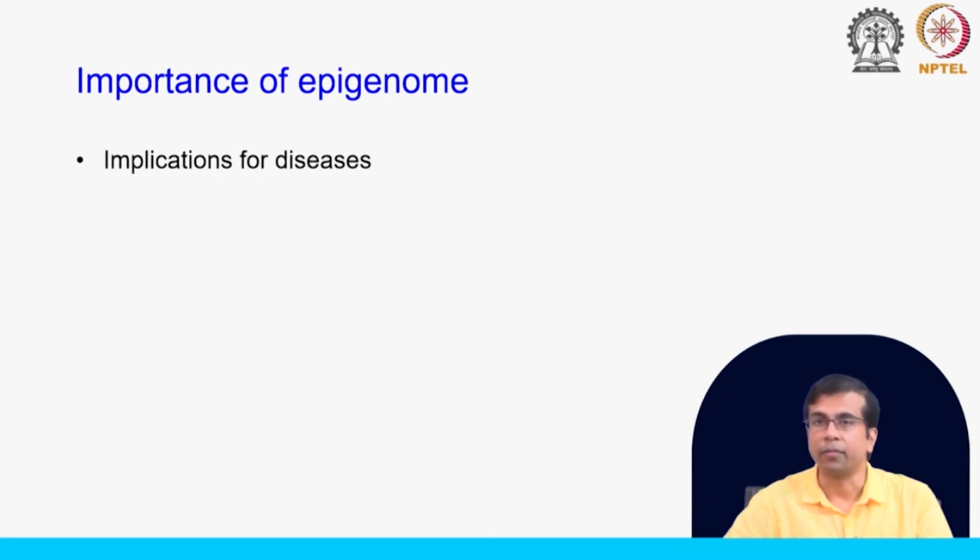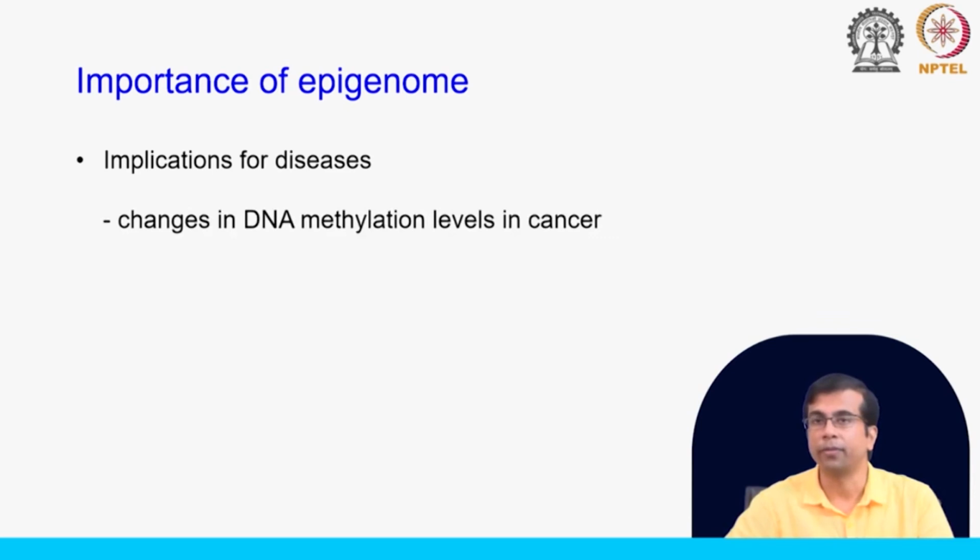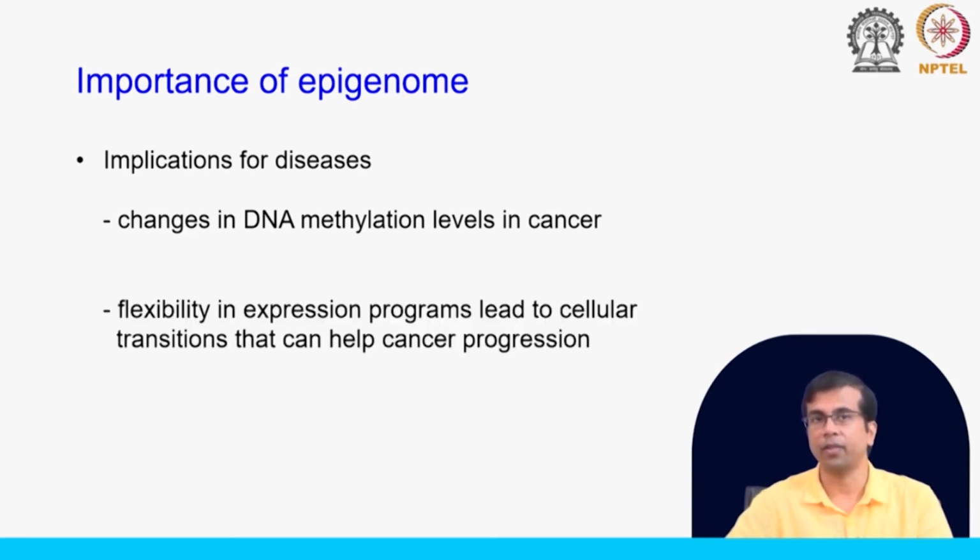The epigenome has a very important role in diseases. This has been studied now for many diseases, but a particularly good example would be cancer. This has been well studied, and what we have seen is that there are substantial changes in DNA methylation levels in cancer, and there are databases where you can get this data and observe these differences.